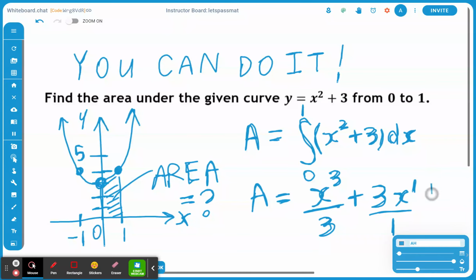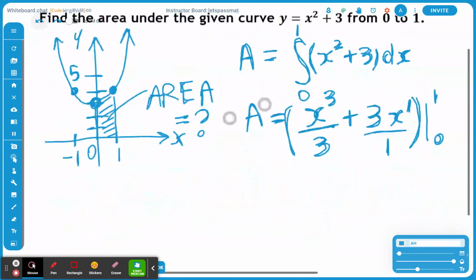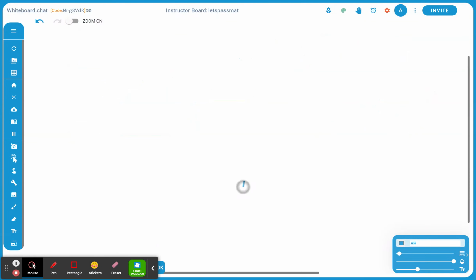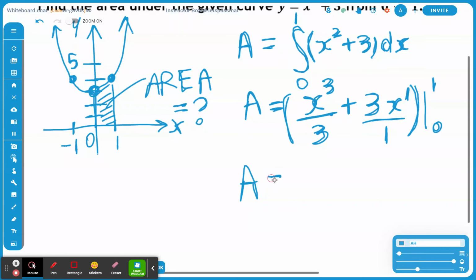Now, don't forget you're evaluating this specifically from 0 to 1. And you can put a set of brackets here to show that you're going to plug it in for the entire expression. Now, let's move up a little bit. Let's try again. So now, area equals, again, you're going to plug in 1. So 1 to the power of 3 divided by 3 plus 3 times 1 minus, and now you're going to plug in 0.